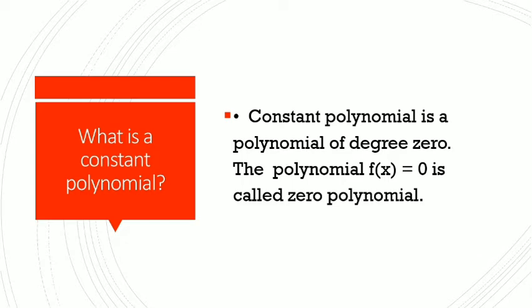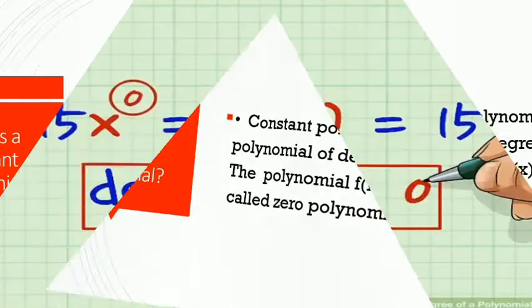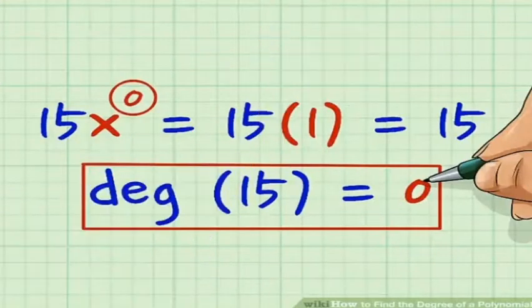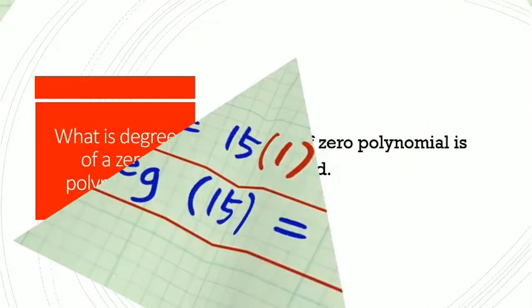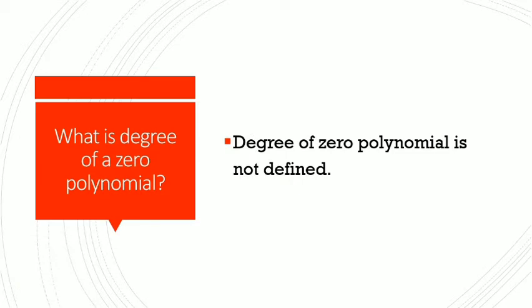Now let us come to what a constant polynomial is. A constant polynomial is basically a polynomial having degree 0. Any constant is also termed a polynomial. Like you can see 15x^0. This is a polynomial whose degree is 0. This kind of polynomial is called a constant polynomial.